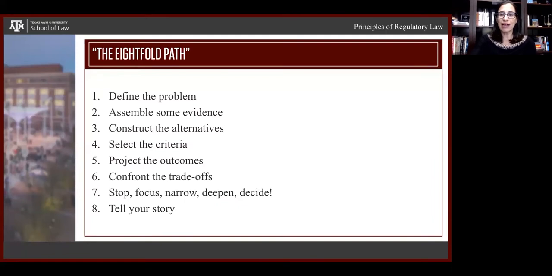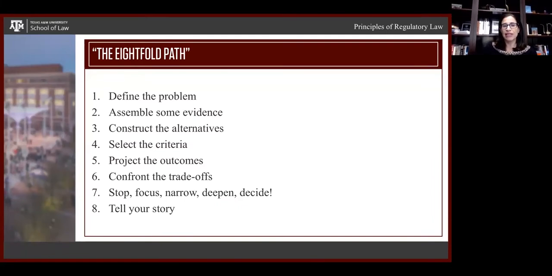So the Eightfold Path sets forth 8 steps in doing policy analysis, and an overview of those steps is defining the problem, assembling some evidence, constructing the alternatives, so different policy options, selecting the criteria for evaluating those alternatives, projecting the outcomes, confronting the trade-offs, then making a decision about what option you're going to pick, and lastly, telling your story. And we'll talk a little bit about what each of these means.